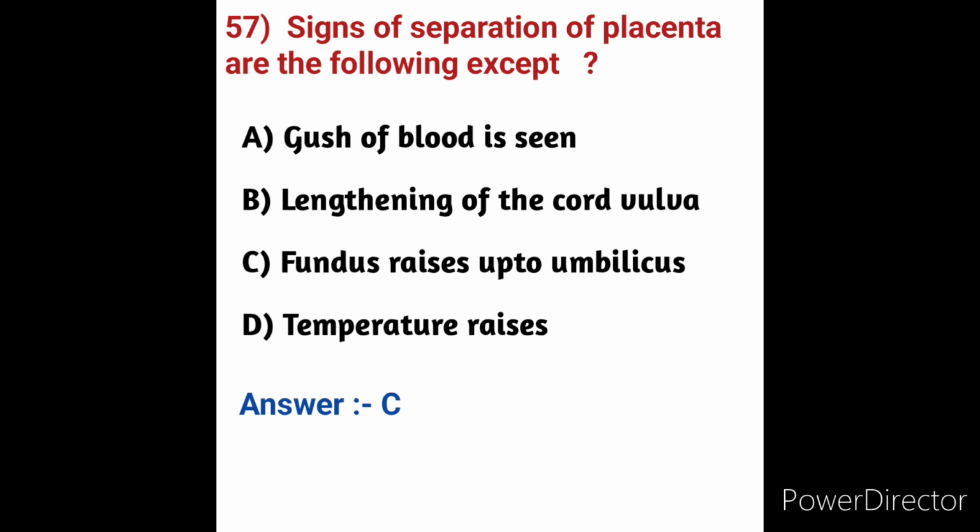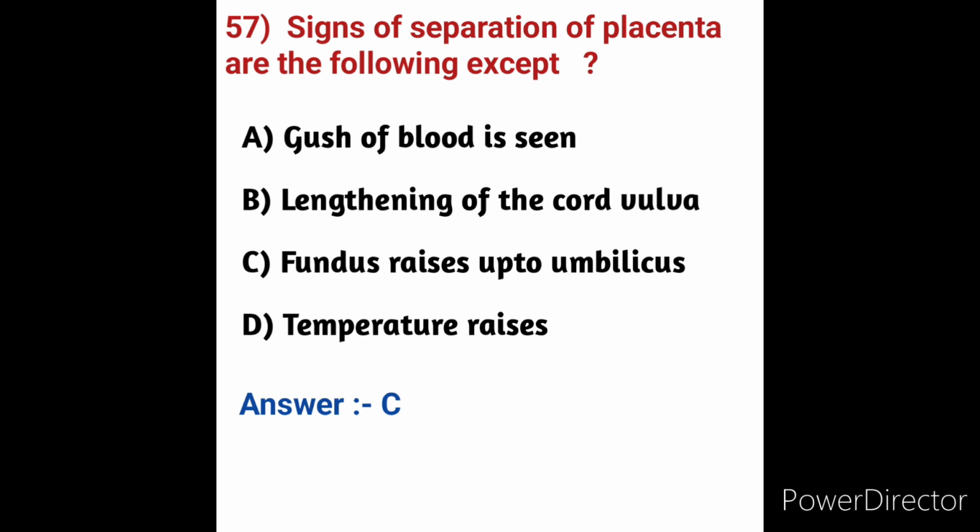Option D, temperature rises. Here, in the signs of separation of placenta in the third stage, we can see gush of blood and lengthening of the cord at the vulva, and sometimes temperature rise also. But here option C, fundus rises up to umbilicus, is the except option. Signs of separation include gush of blood, change in shape of the uterine fundus from discoid to globular, with elevation of the fundal height. So here option C is the except.